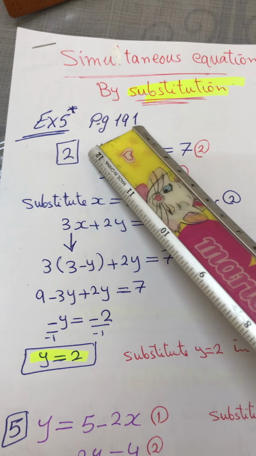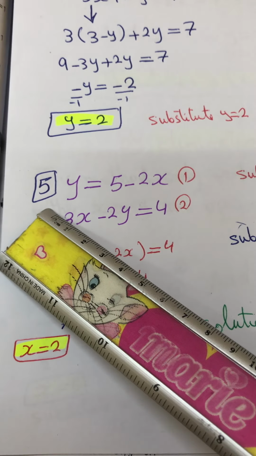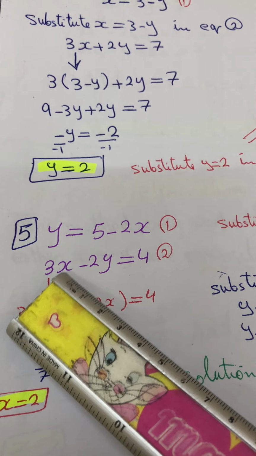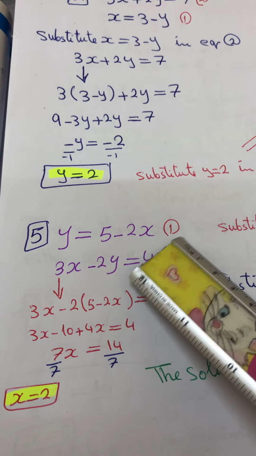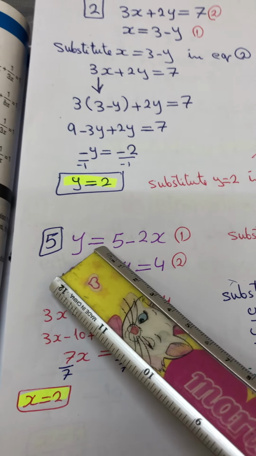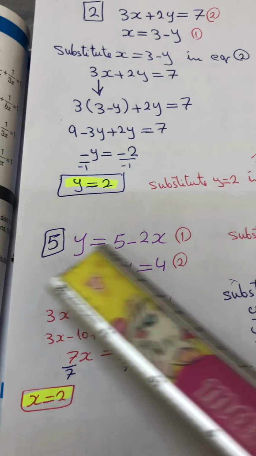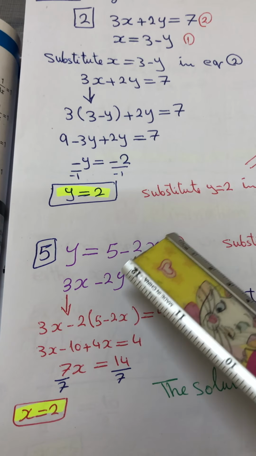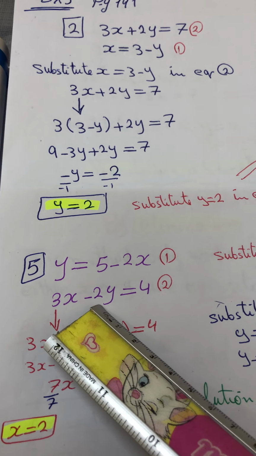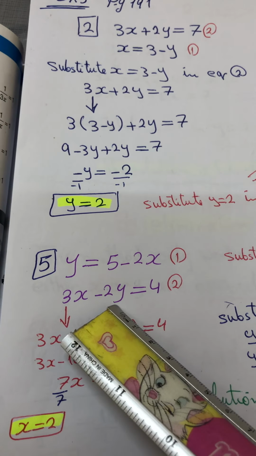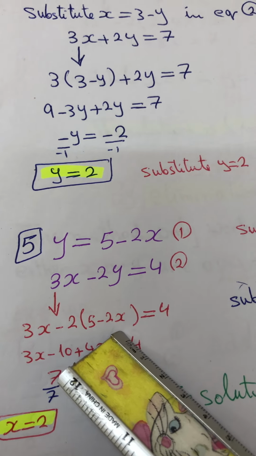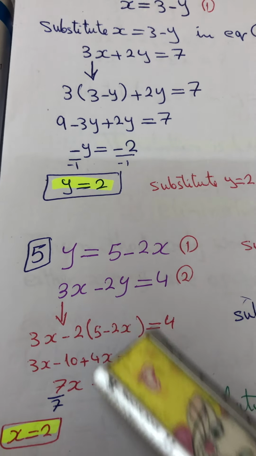Exercise 5 star, page 191, question number 5. In number 5, we have two equations: y equals 5 minus 2x and 3x minus 2y equals 4. I call this 1 and this 2. From 1, I have the value of y in terms of x, so y equals 5 minus 2x. Here, 3x, I'll take it as it is, and negative 2, instead of y, I'll put 5 minus 2x, like this, and then equals 4.